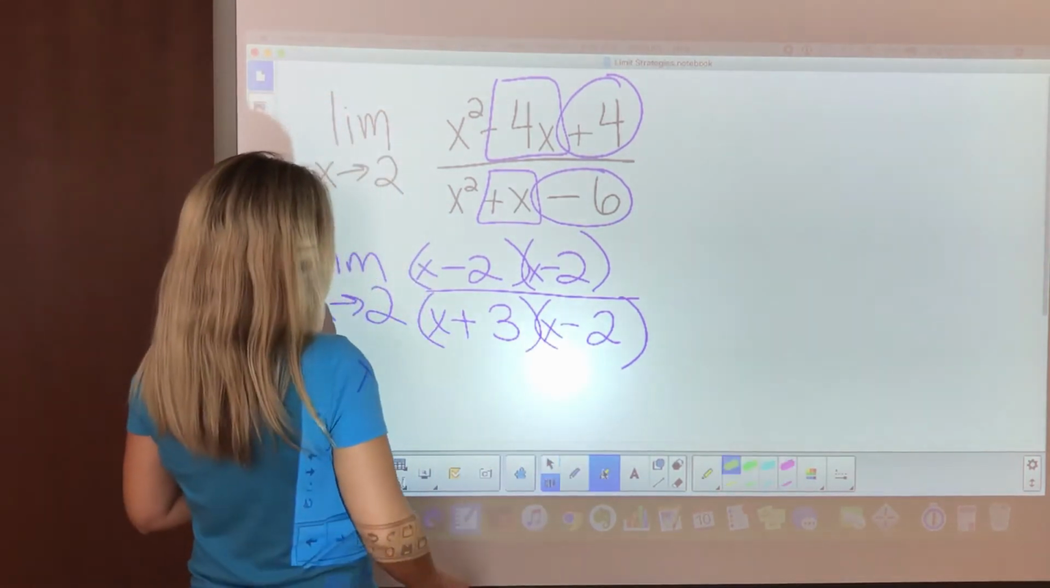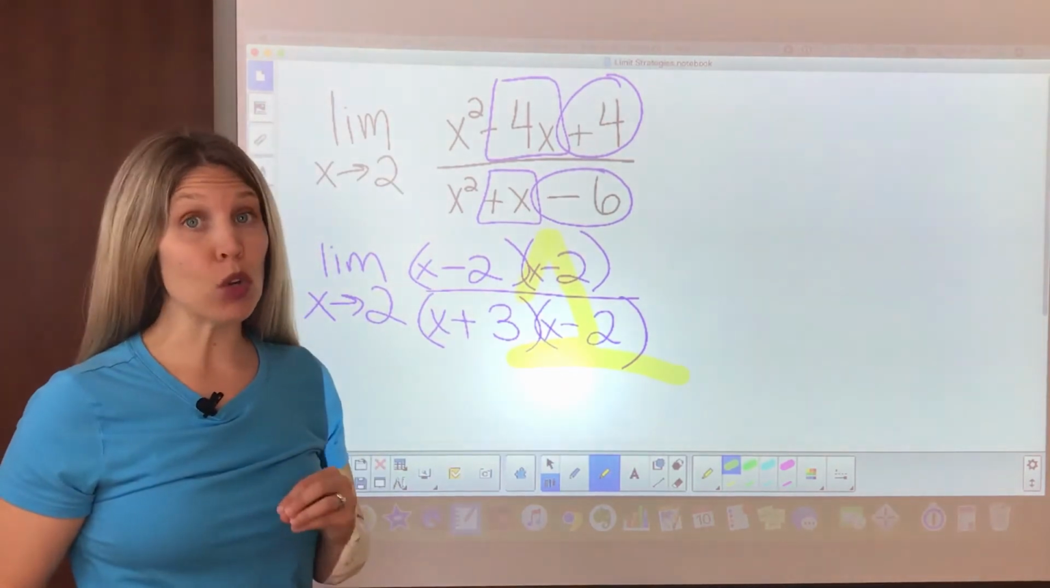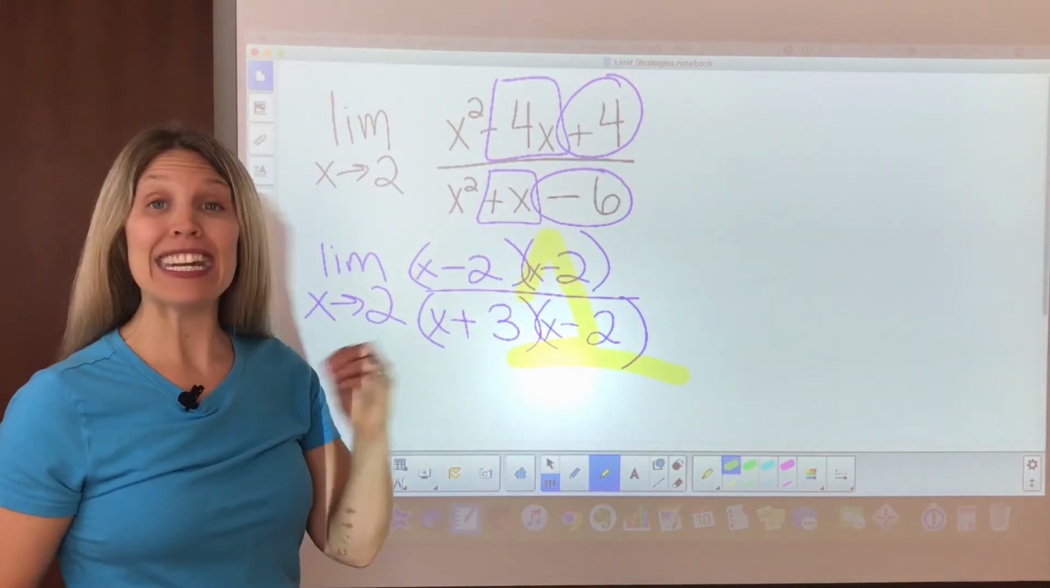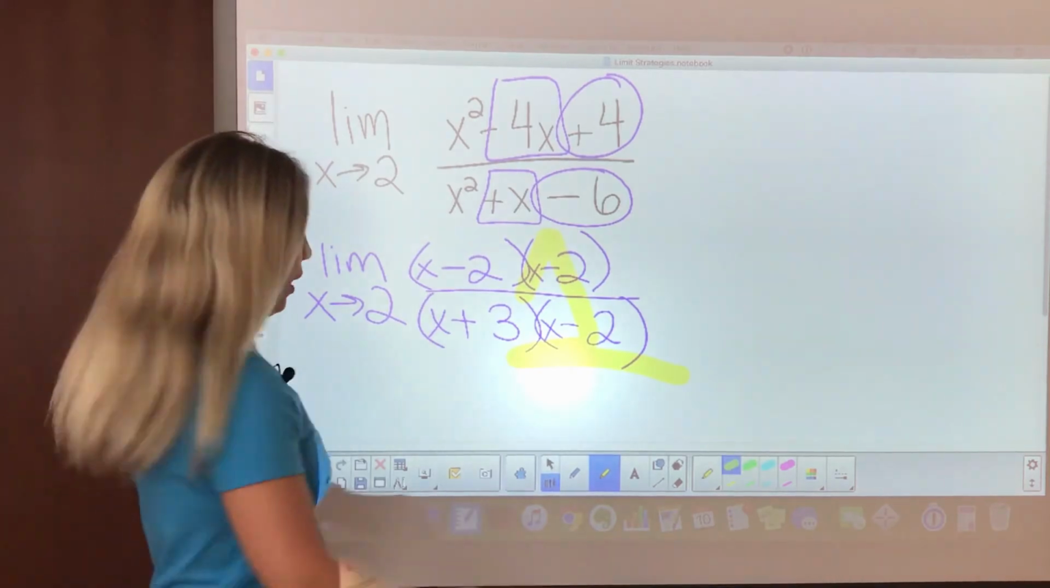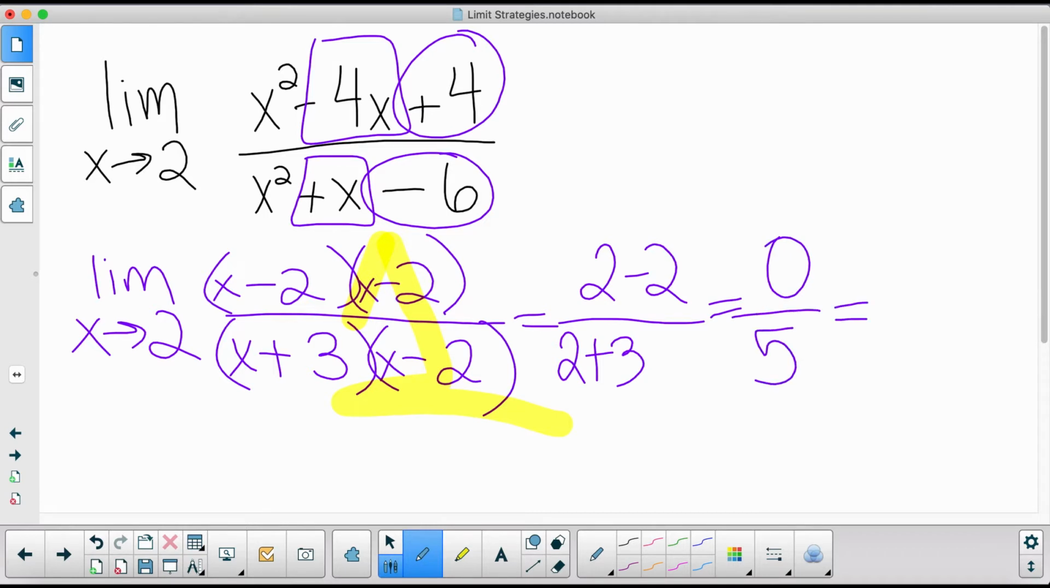So now we have that 1 right here, which means that's going to drop out of our problem, and now we can just go ahead and plug in our x value. So for this problem, we have 2 minus 2 all over 2 plus 3, which gives us 0 over 5, which gives us 0.